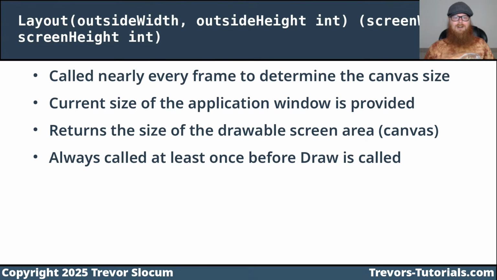Layout is called nearly every frame to determine the canvas size, or the drawable area on the screen. The current size of the application window is provided to Layout, or the size that the user has set the window to. Layout returns the size of the drawable screen area, and Layout is always called at least once before Draw is called for the first time.